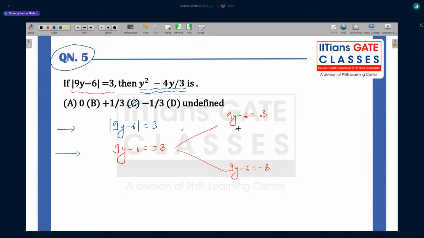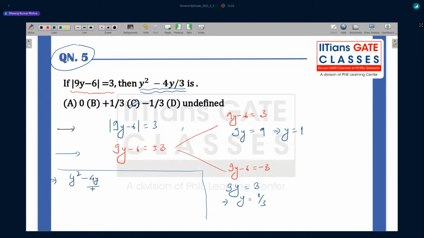So 9y is going to be 9 here, so this will give you y equal to 1. And from the other equation, 9y equal to 3, because minus 3 plus 6 is 3, right? So y is going to give you 1/3, because 3/9 is 1/3. Now you can plug these two values in here. So you see, guys, y squared minus 4y/3 equal to what? You just plug in, so 1 minus 4/3, which is going to give us 1/3.